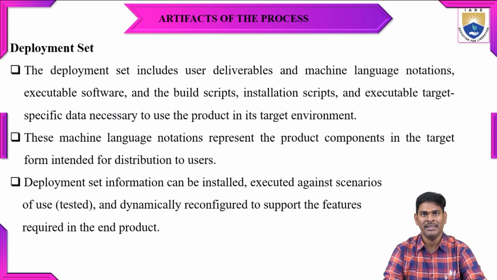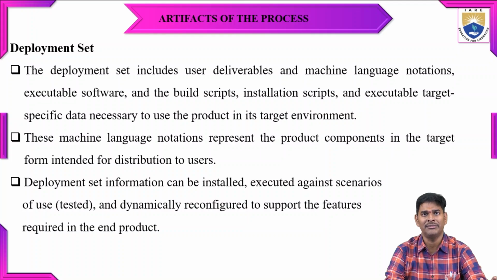This deployment set is very crucial for the end products, and the stakeholders need to understand the quality of the software project. Now, the deployment set is nothing but the user deliverables. It means the final product has to be sent to the end market, so that they understand the machine language notations and the executable software. These software can have different versions like alpha and beta, so they can use the different versions.